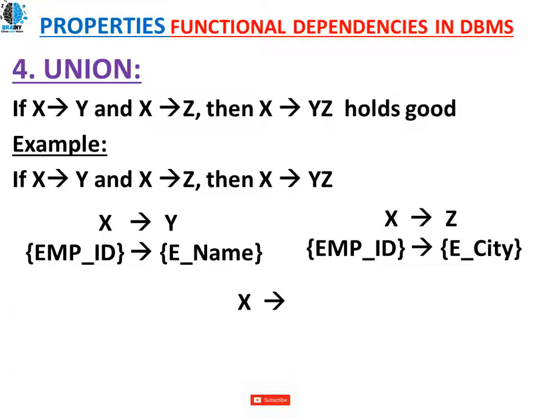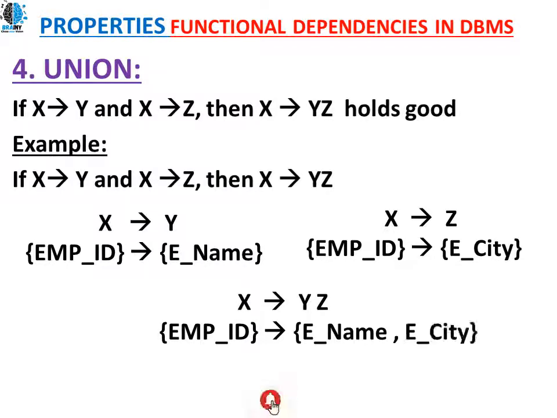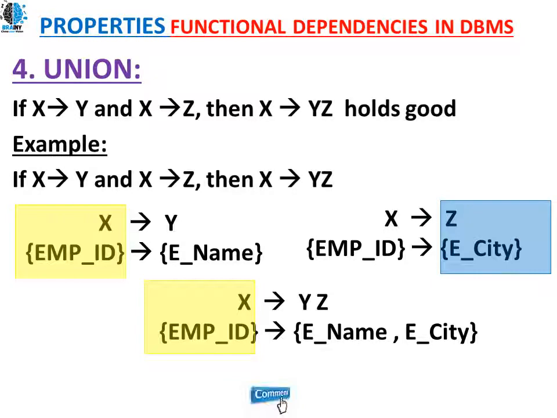So it means that employee city and name can be easily identified with the help of employee ID. So employee name and employee city depend on employee ID. So this is my employee ID. This is also employee ID, right? This is the employee city I have. Okay. This is the employee name here.